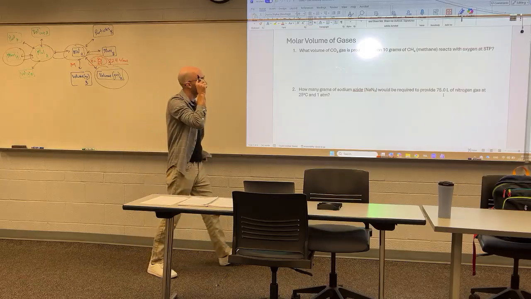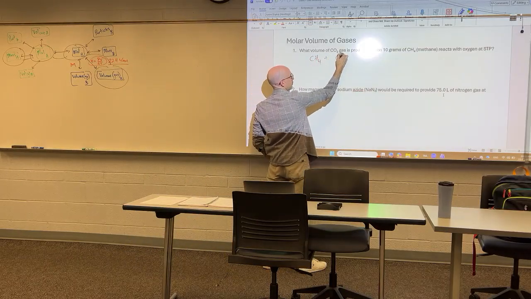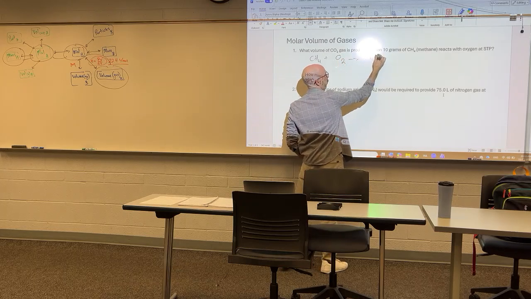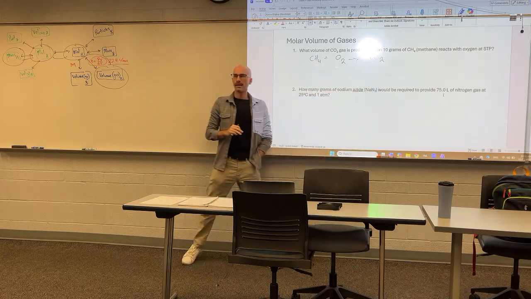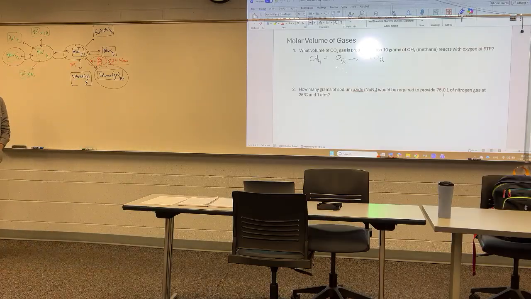All right, let's write the chemical equation. Methane reacts with O2 to form CO2. To be honest, it doesn't matter what else I form technically, but I do need to have the other product so that I can balance it appropriately. What is the other product here?